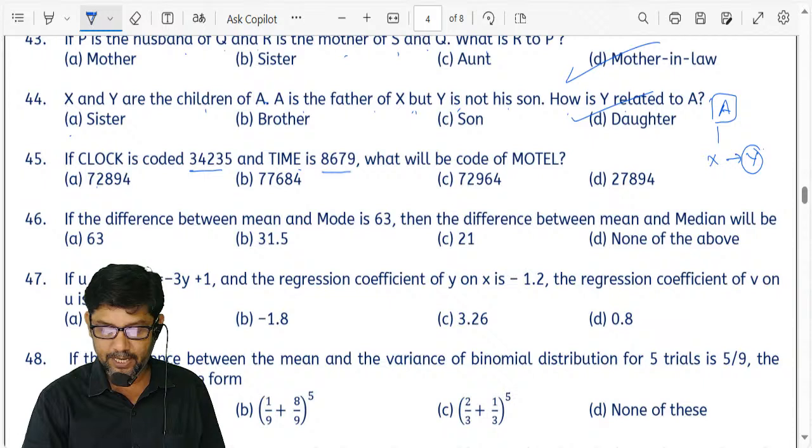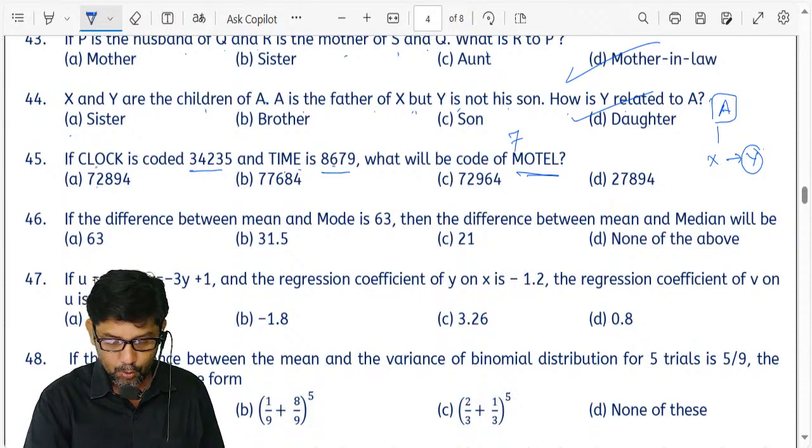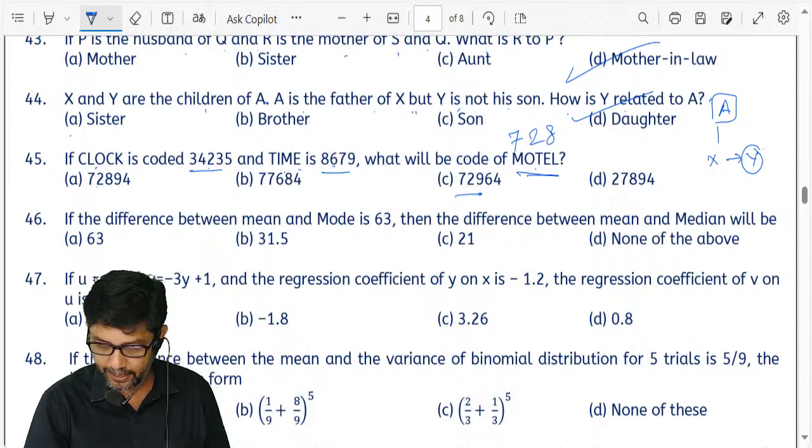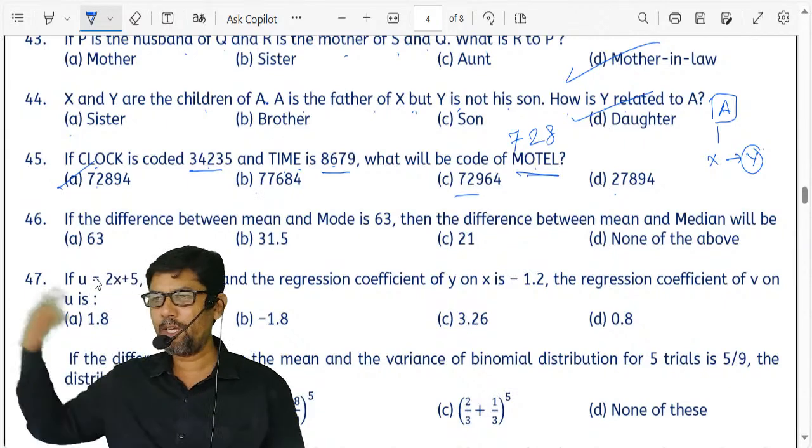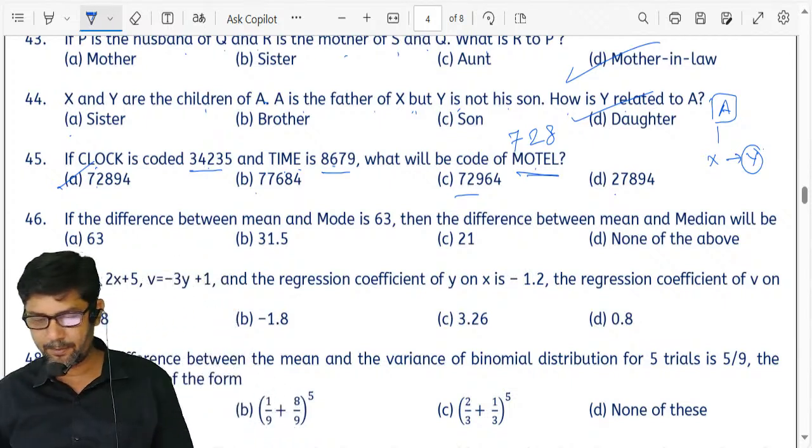Now, clock coded as 34235. Time coded as 78679. Then what will mortal be coded as? Can you please help me out, my dear? M is 7. Fine. O is 2. Next, T. T is what? 8. 728. Only one option, 728. Why should I go for other terms? Only the first 3 terms I am talking about.